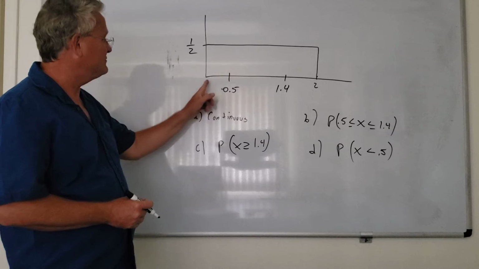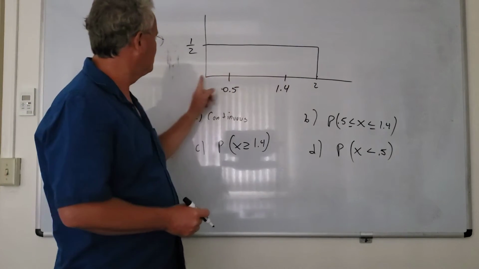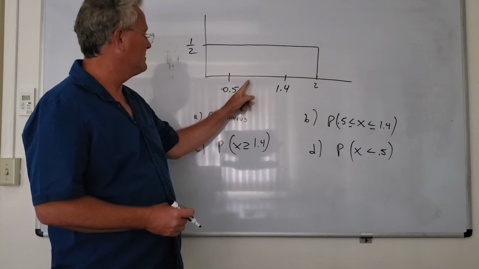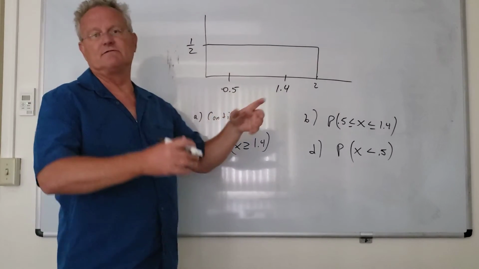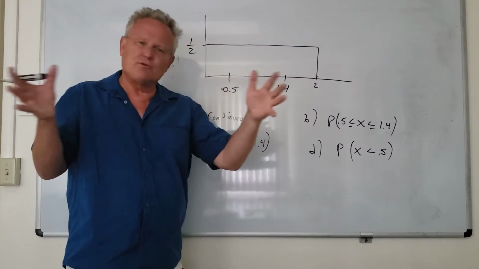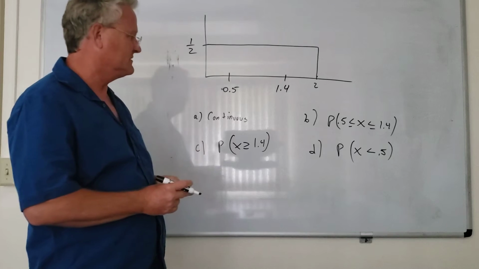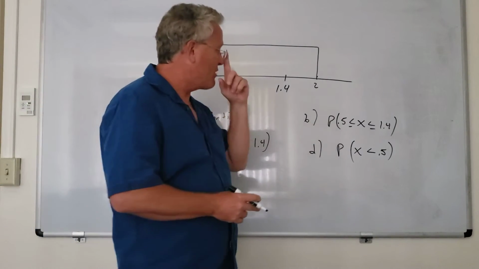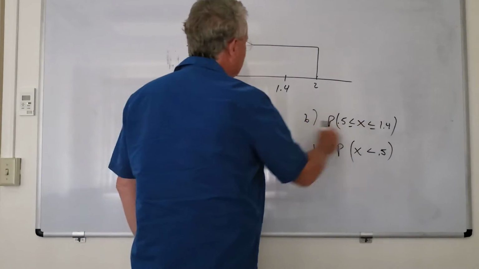Why is this continuous? Because we can pick any number between 0 and 2. We could pick 1.38726. There's any number at all in between. That's why it's continuous. What's the probability we're between 0.5 and 1.4?